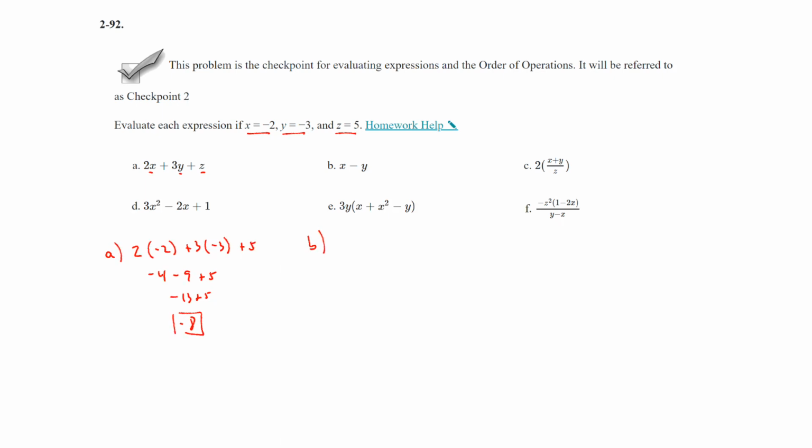For part B, we have x minus y, so that's negative 2 minus a negative 3. Negative 2 minus a negative 3 is a positive 1. On part C, 2 times x plus y, so that's negative 2 plus negative 3, and then divide that by 5. So that's 2 times negative 5 divided by 5, and negative 5 divided by 5 is negative 1, so 2 times negative 1 is negative 2.